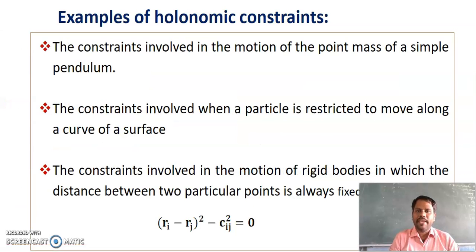Examples of holonomic constraints. The motion of a point mass of a simple pendulum is an example of holonomic constraint. The constraint involved when a particle is restricted to move along a curve or a surface is a holonomic constraint. The distance between the two particles in the motion of a rigid body is an example of holonomic constraint.